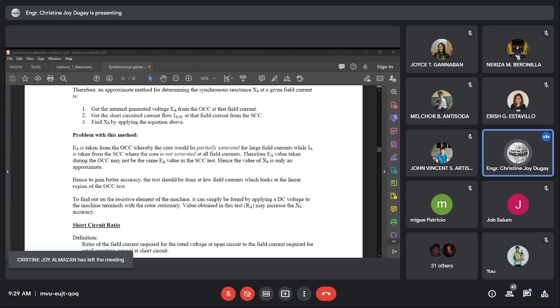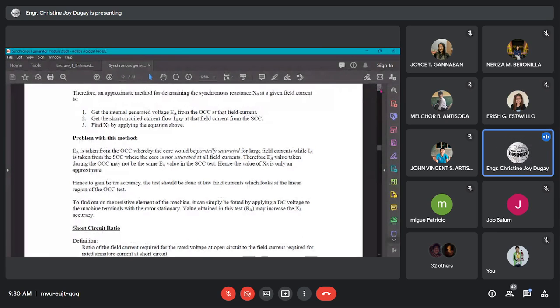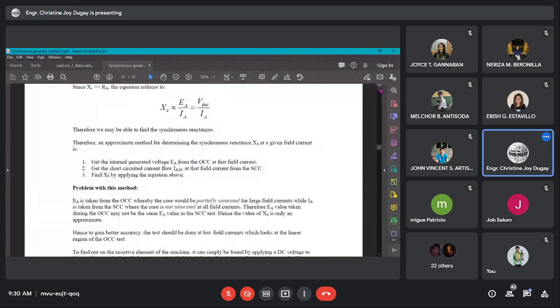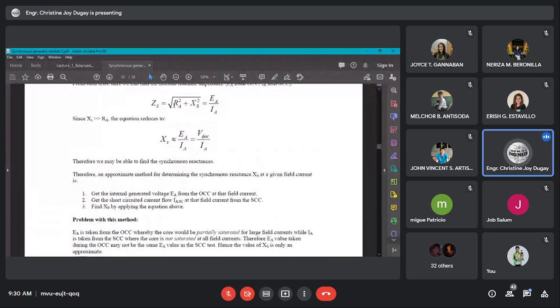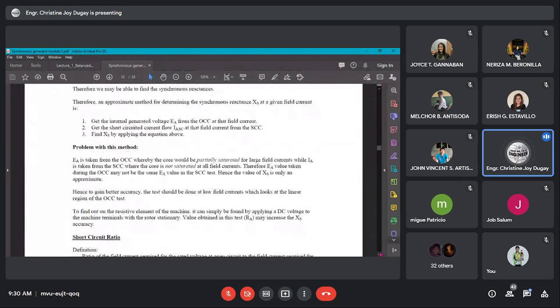So mas maganda na kunin na lang natin yung value ni RA para pwede nating magamit yung formula na isa kanina dun sa taas niya. Para accurate siya. Ayan, eto po. Kunin natin yung value ni RA. So, paano natin kukunin ulit ang value ni RA? It said na pwede tayong mag-apply daw ng DC voltage to the machine terminals with the rotor stationary, and then we can obtain the value of RA. So, I hope may example yata to later on, no?